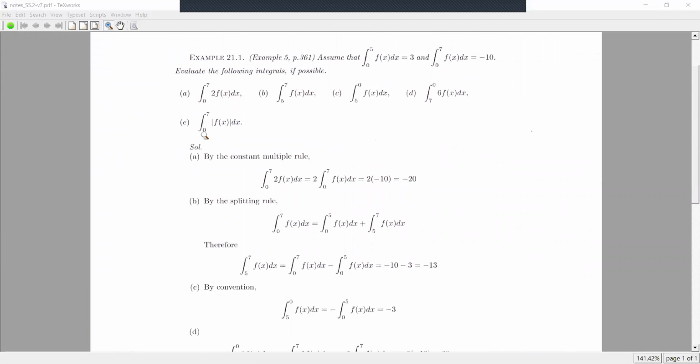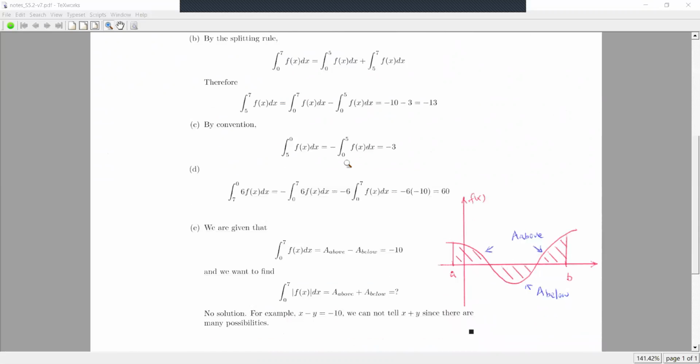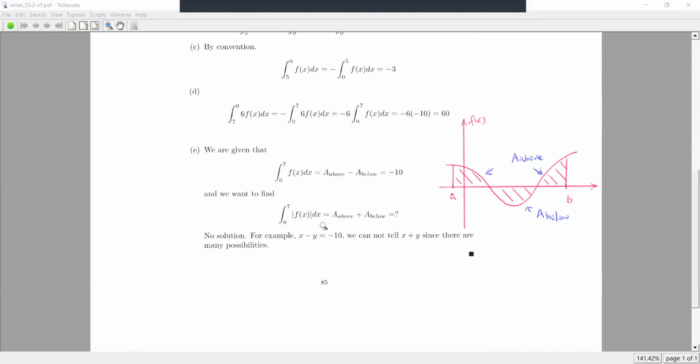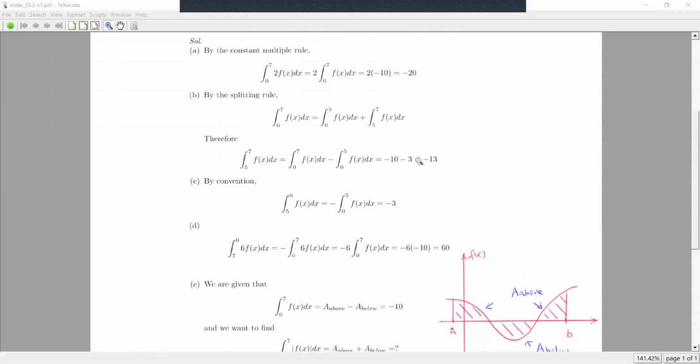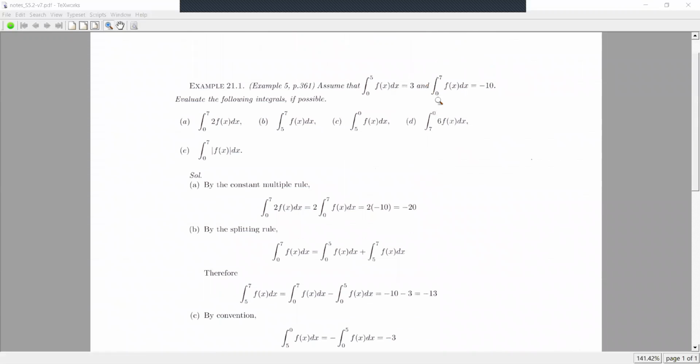Part E, find the integral from 0 to 7 of the absolute value of function f. By property, this integral is the total area above the x-axis plus the total area below the x-axis. We are given the integral from 0 to 7 of the function f. It is -10. Yeah, here. We are given this integral.